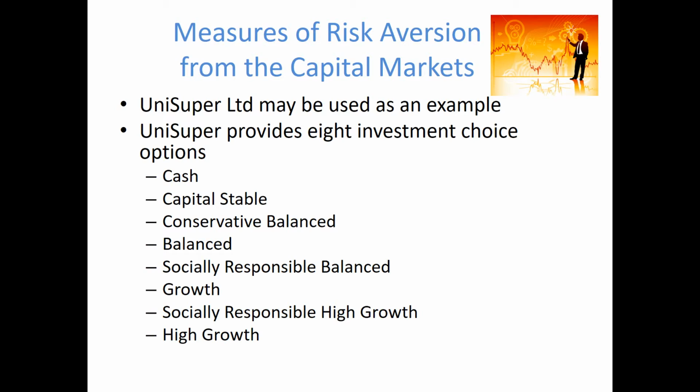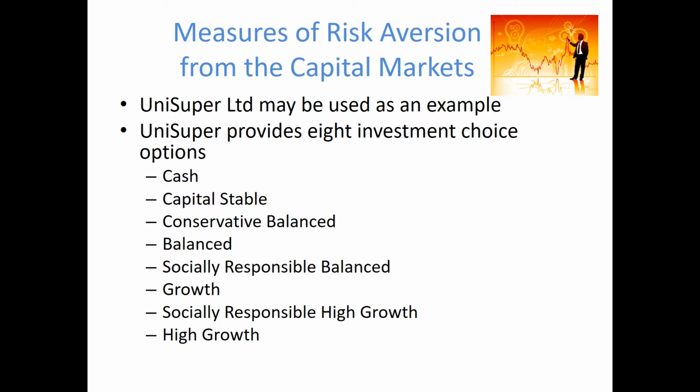Take UniSuper, for example. UniSuper has 8 different investment choices: cash, capital stable, conservative balance, socially responsible balanced growth, socially responsible high growth, and high growth. As we move from top to bottom, expected return will increase to cover the higher risk associated with each of these portfolios. So if an investor elected to invest in cash or capital stable, we could assume that she is a highly risk averse investor. If an investor decided to invest in high growth, for example, we could say that the investor has a low degree of risk aversion.